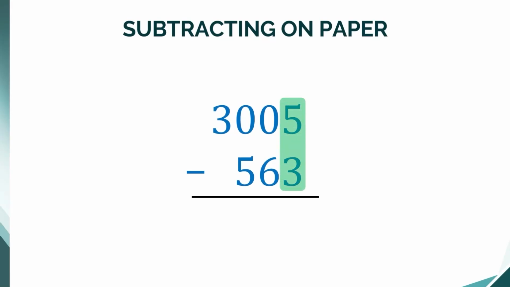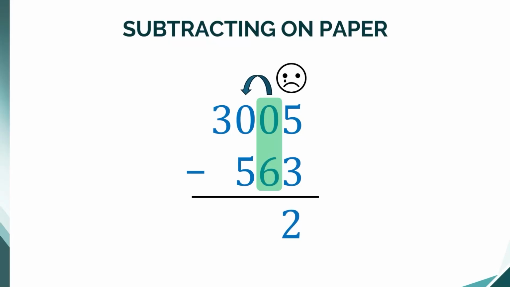Right in the beginning, we get that nice one, 5 minus 3, which is 2. But then notice when we go to the left column, 0 minus 6 is negative 6. That doesn't work. So what we want to do is look at the column immediately to the left, but that's not going to work.